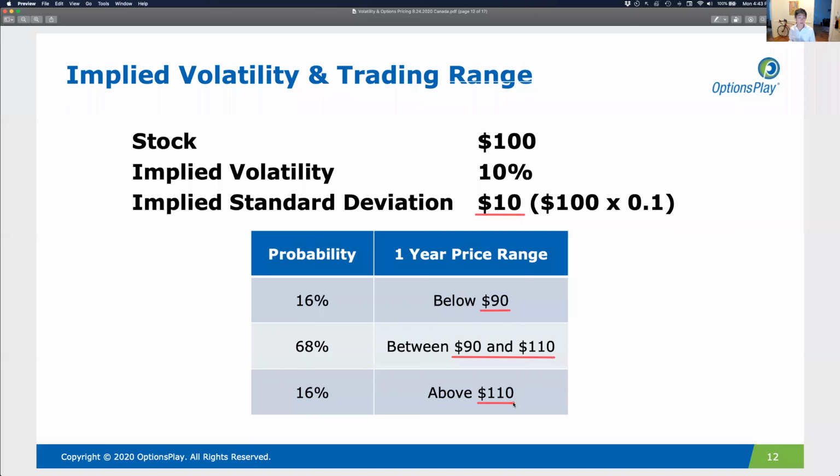volatility, because we always state implied volatility in annualized terms. So it's important that you understand how it's applied to annualized terms. What you do is you take the current stock price, multiply by the implied volatility, and what you get is the expected 1 year, one standard deviation move of the stock.